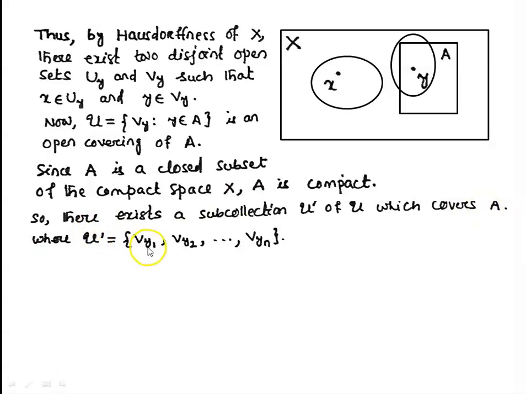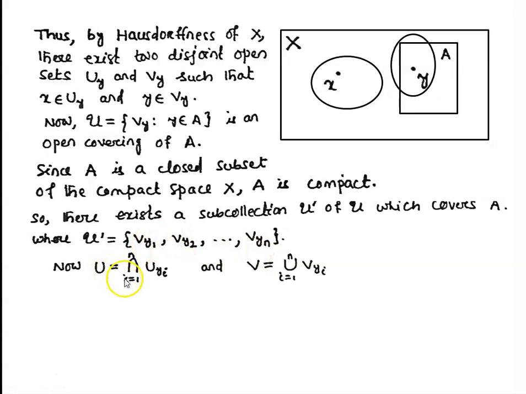where U' is By1, By2 up to Byn. This U' is a subcollection of U which is finite. Since this is finite, we have denoted it as By1, By2, By3, Byn. These are only notations; 1, 2, 3, 4 up to n are notations. These Bys we have taken from this U because U contains all Bys for each y. Now we have just a finite number of Bys, denoted By1, By2, By3 up to Byn.